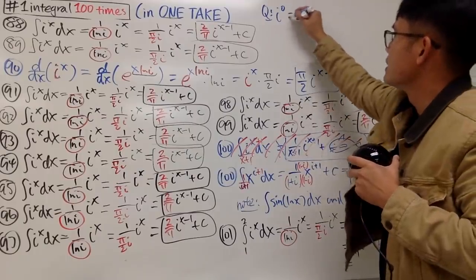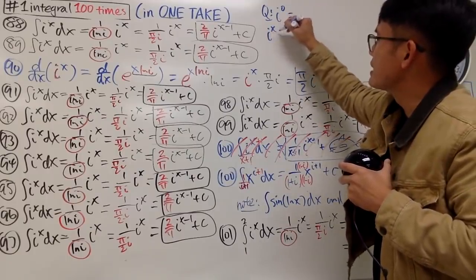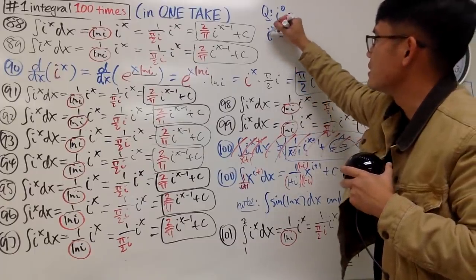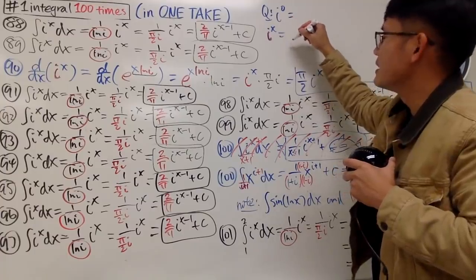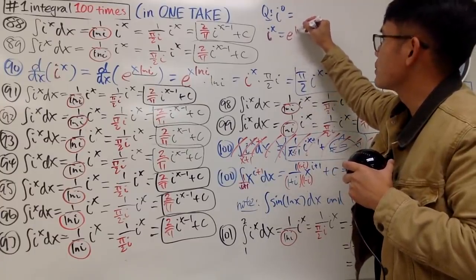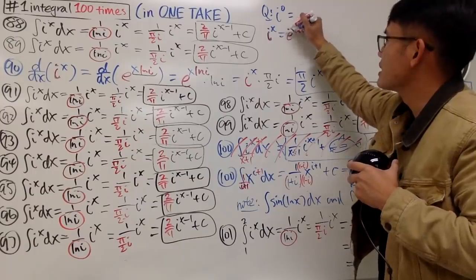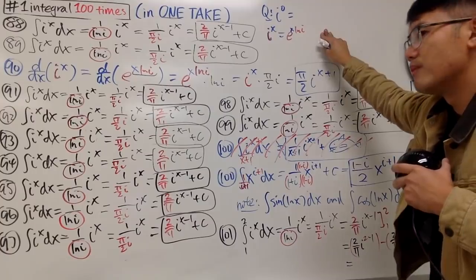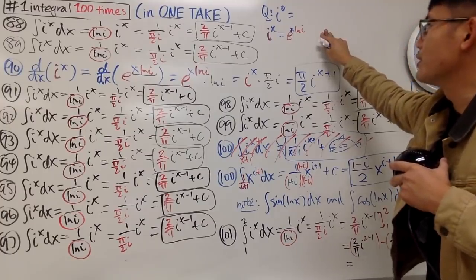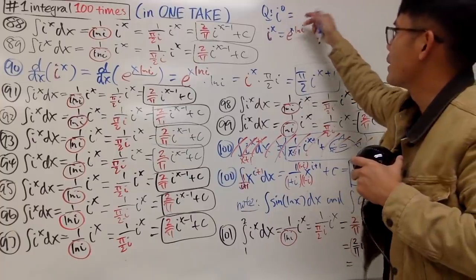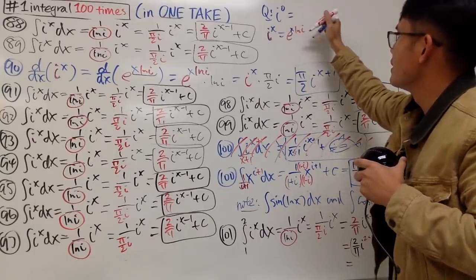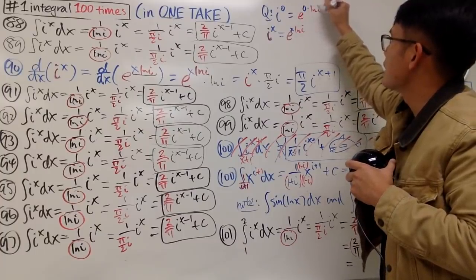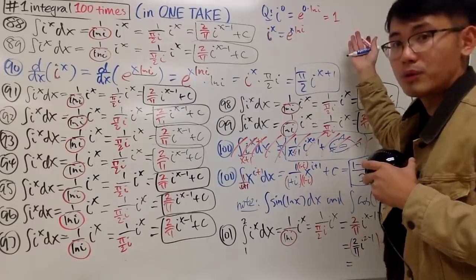Well, let's see. We know i to the x. We don't like to work with base i, we like to work with base e. So if you write it as e to the natural log of i, and then the x like this, if you put 0 right here for the x, this is just e to the 0 times natural log of i. That's good, so this is still 1. No problem. This is still 1.